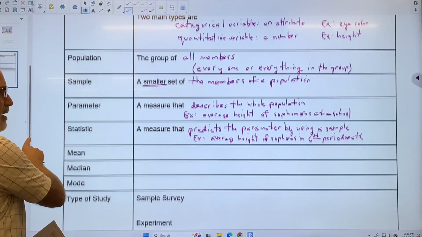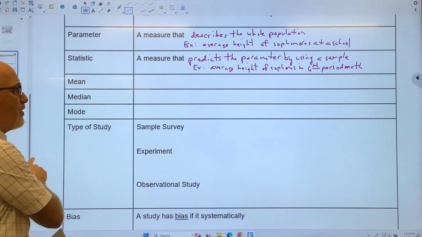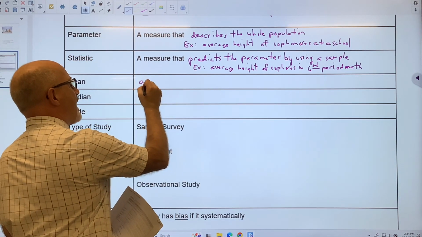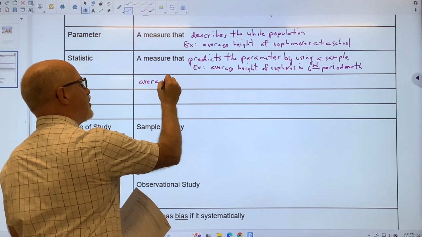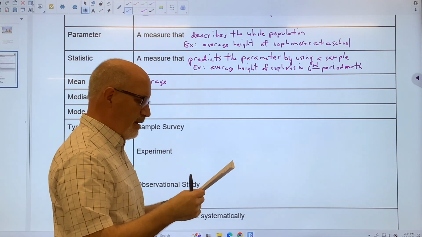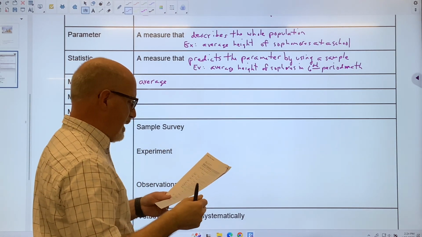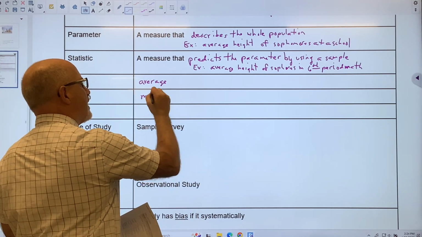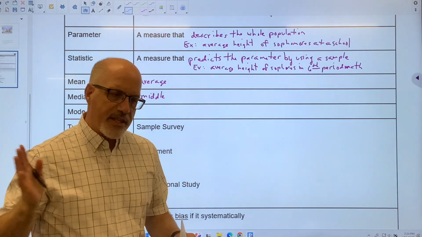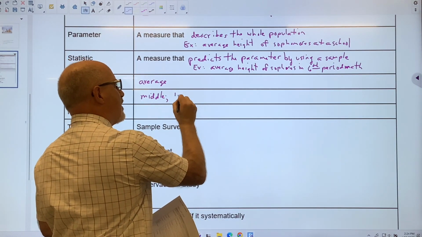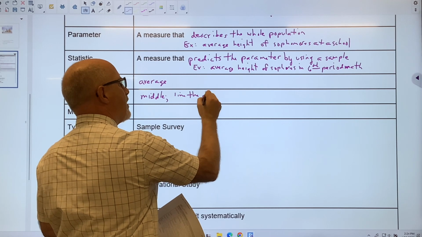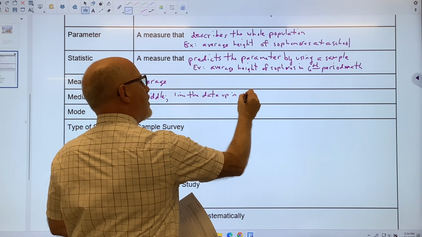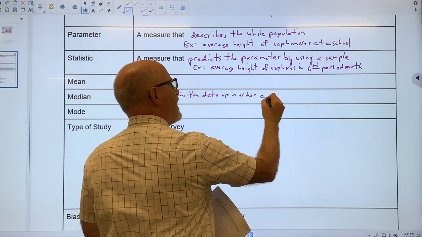The next three are pretty familiar ones. I think we've used mean, median, and mode in many math classes before. So mean is the average, where you just add everything together and divide by the number of data points. The median is the middle. Now this one is tricky because you want to line everything up in order. So first of all, line the data up in order, and find the middle number.